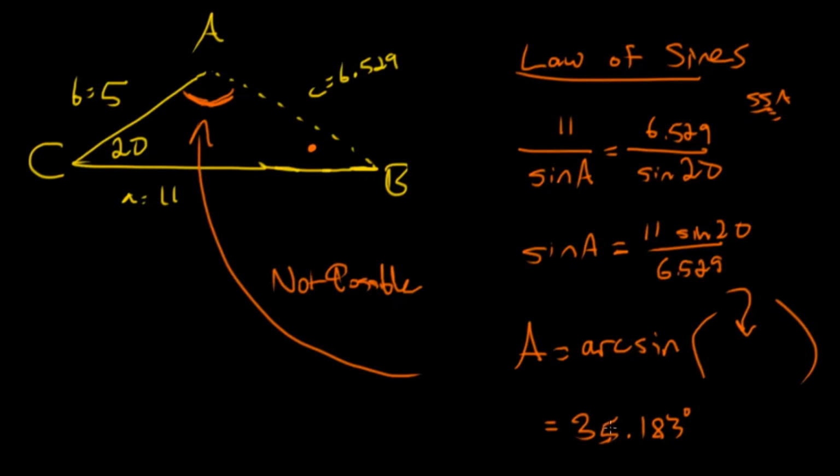How do we deal with this? This is not A. A is 180 minus that. Pi minus, as I say very often in class, 35.183. Cool. And what is that? That is 144.817.